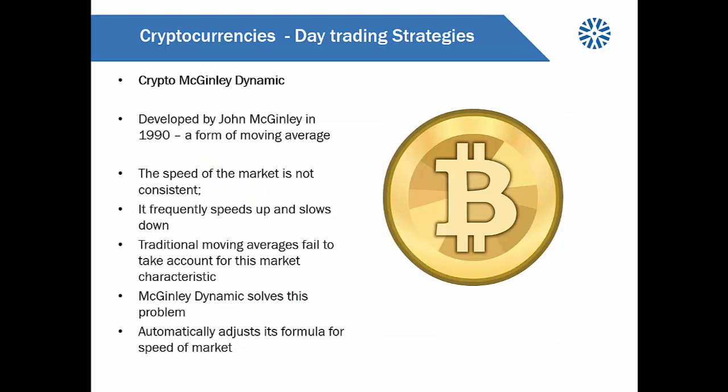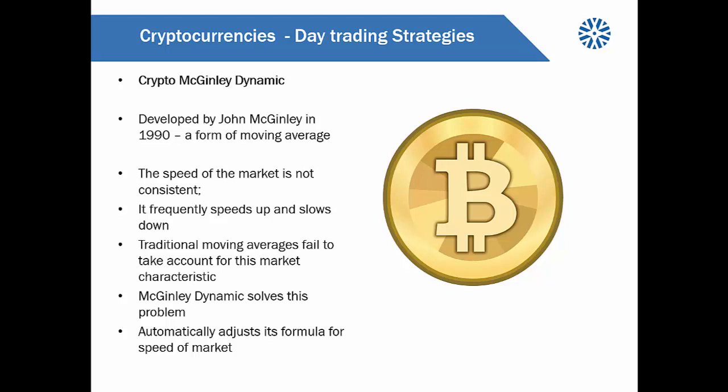What we also use is the Crypto McGinley Dynamic Indicator, which is part of the Blackwell Global range of suitable indicators. It was developed by John McGinley, not a surprise, in 1990, and it is a form of moving average. But why is that different from the other ones, like simple or exponential or weighted? Well, McGinley thought that the speed of the market is not consistent. It frequently speeds up and it also slows down. In that case, traditional moving averages fail to take account of this market characteristic.